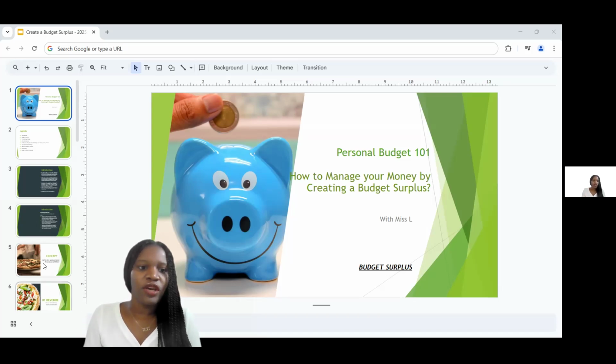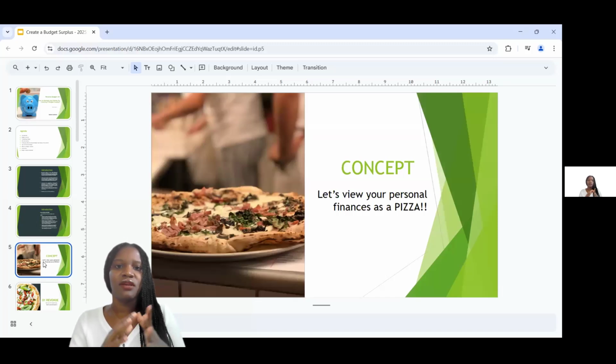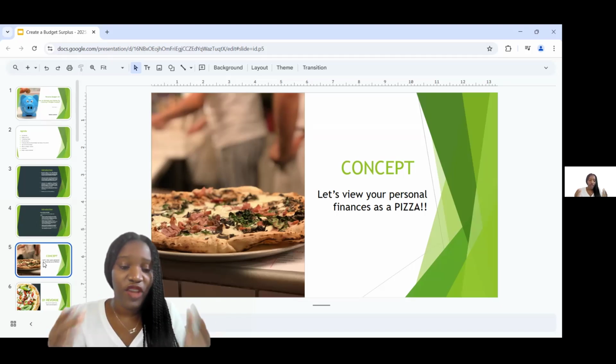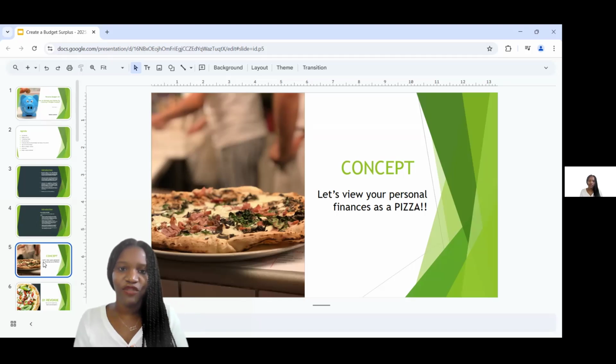The concept that I use is to see our revenue as a pizza. Is your revenue a small, medium, large, or extra large pizza? How many pizzas do you have? Is it one pizza of a specific size, or two or more pizzas? When I say more pizzas, it means several sources of income. This is the first concept: seeing your revenue as a pizza, the size of the pizza, and how many pizzas you have.